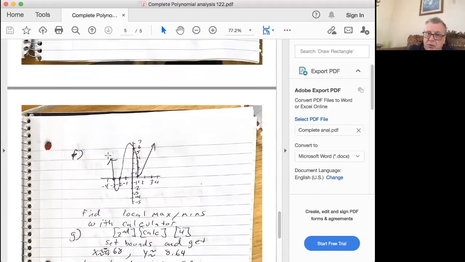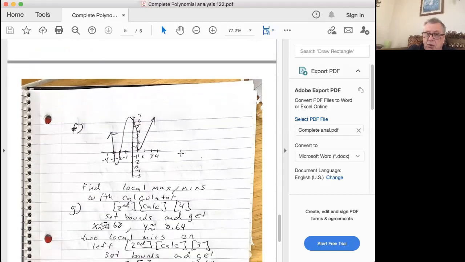So it decreases from minus infinity to whatever this value is for this local min. Then it increases from that local min to the local max. Then it decreases again from that local max to this next local min, because that's a valley as well. That's a low point as well. And then it increases after that.